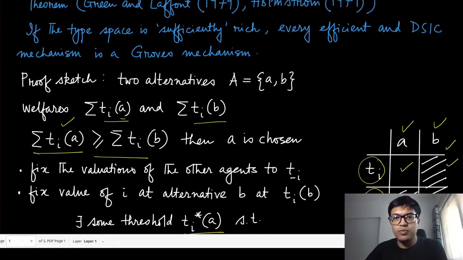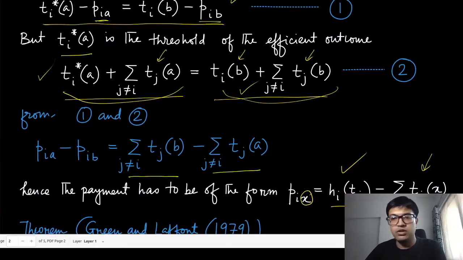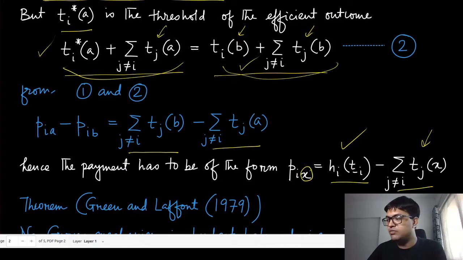So for two players, certainly the payment will be in the Groves class of payments, and this can be even extended for more than two alternatives, two allocations.